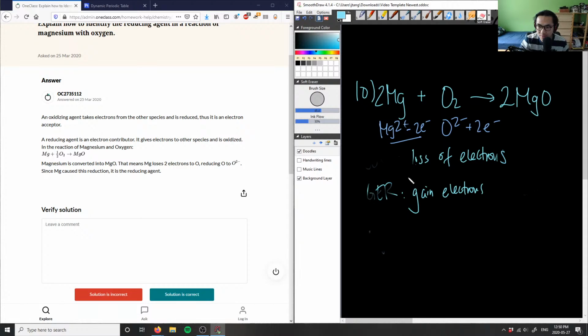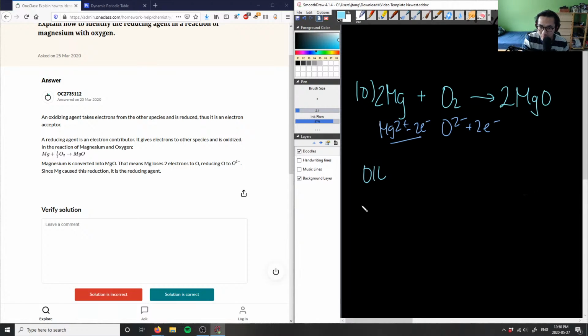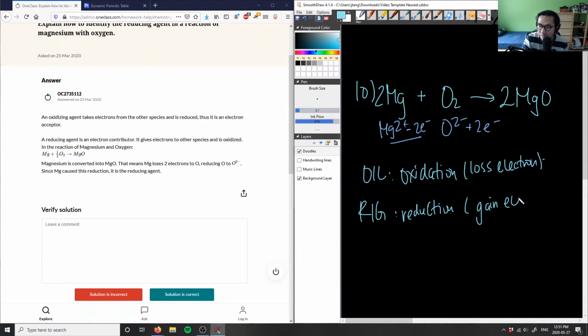So let me erase this. I think I'm going to use OIL RIG as my other one, because I think this one's a little bit more misleading. So OIL RIG. OIL is oxidation is loss, so it's loss of electrons. So I'm losing electrons. And then R here means reduction, and the G just means gain electrons. So in this case, which one's losing electrons? Well, as you can see, oxidation is losing electrons here, and reduction here is gaining electrons, right?